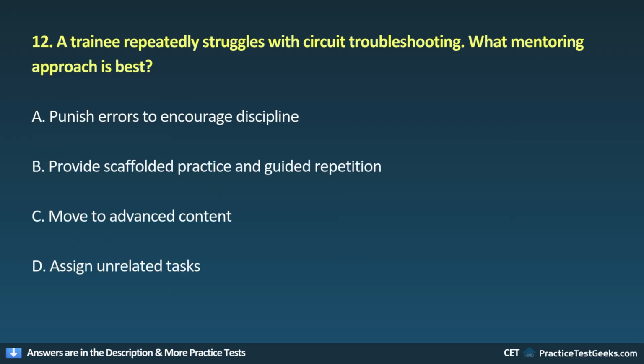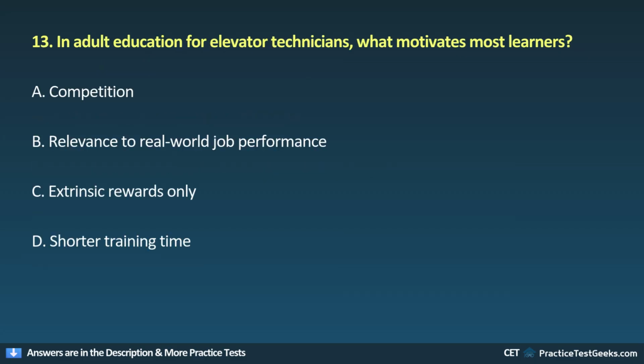12. A trainee repeatedly struggles with circuit troubleshooting. What mentoring approach is best? A. Punish errors to encourage discipline. B. Provide scaffolded practice and guided repetition. C. Move to advanced content. D. Assign unrelated tasks.